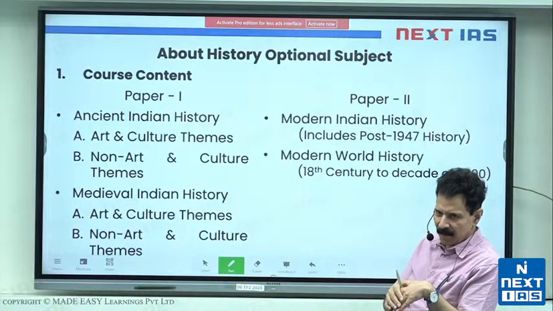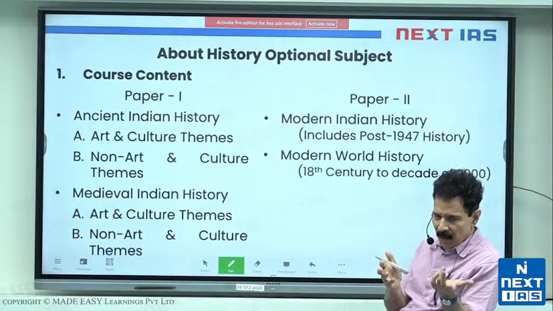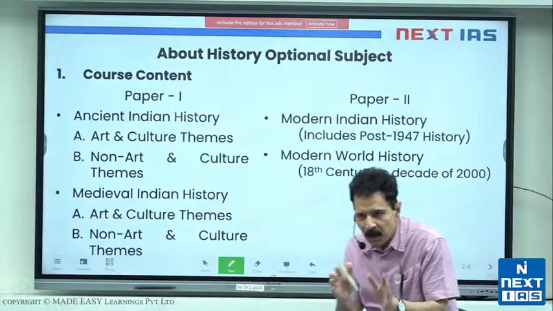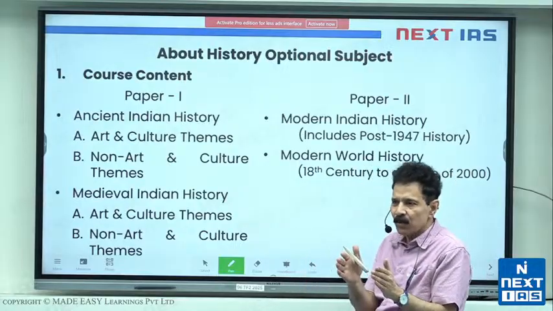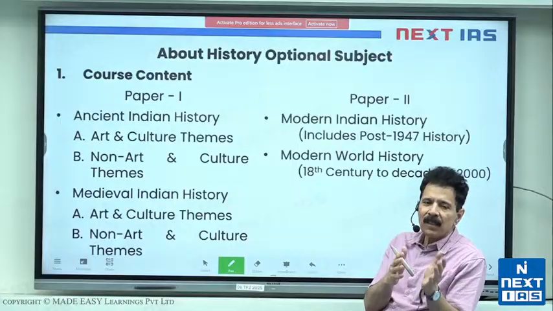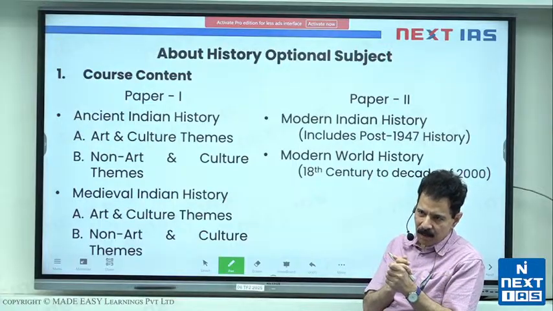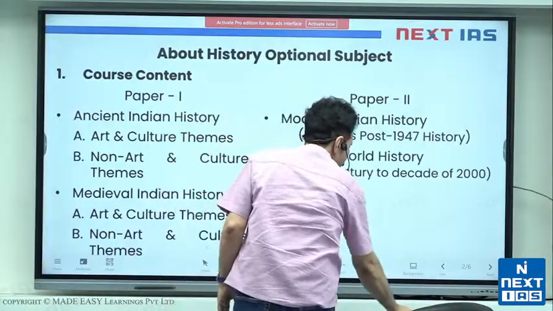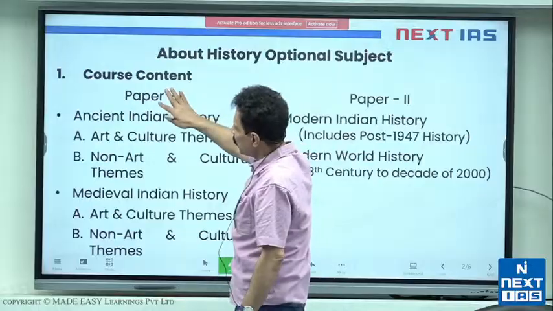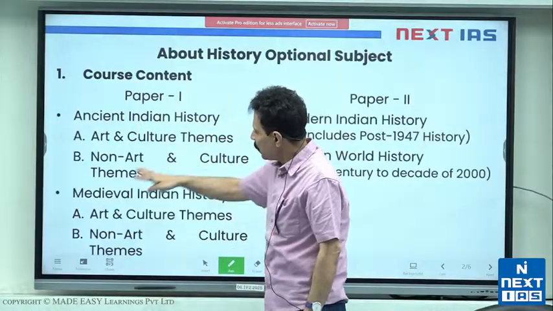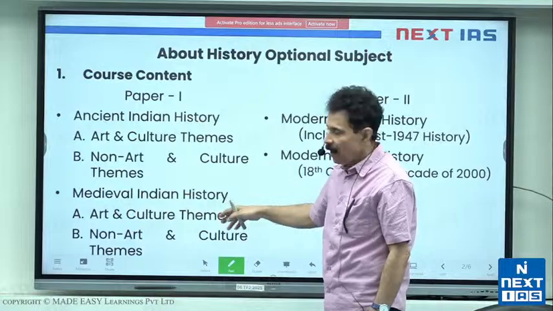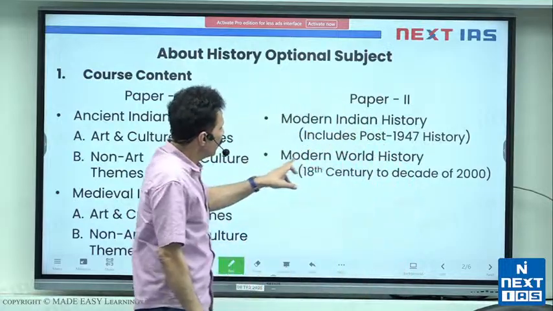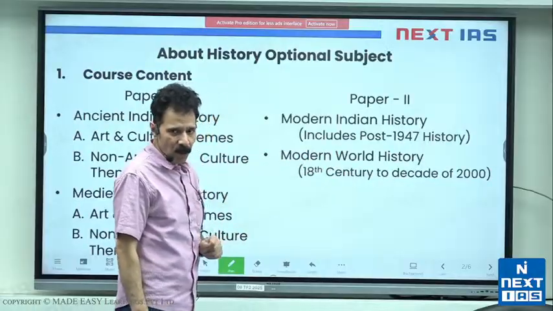And this is simple. I think most of you must be knowing this. But still, as you know, in every optional subject, there are 2 papers. Each paper consists of 250 marks. Same is applicable to history optional subject also. Paper 1 and paper 2, right? In paper 1, there are 2 sections, ancient Indian history and medieval Indian history. And in paper 2 also, there are 2 sections, modern Indian history and modern world history.